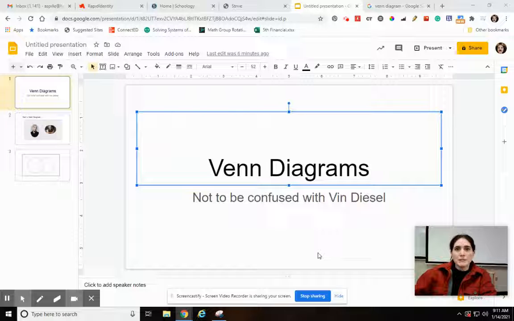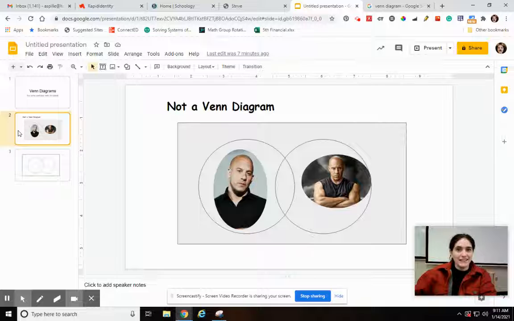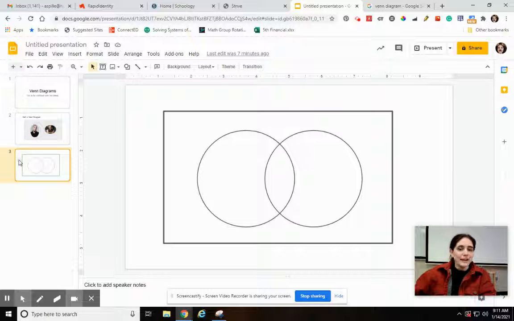Okay, so we're starting the probability unit, and we're going to start out with Venn diagrams because it's just kind of a way to represent data. So this is Venn, V-E-N-N, not to be confused with Vin, V-I-N, diesel. So this is not a Venn diagram, although it is a Venn diagram, right? V-I-N. You're welcome.